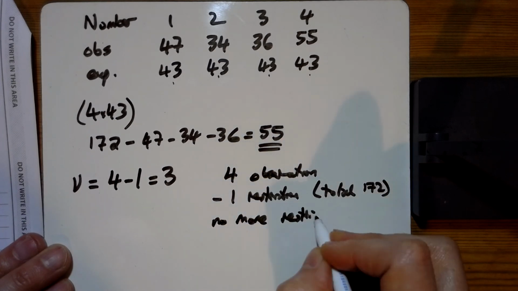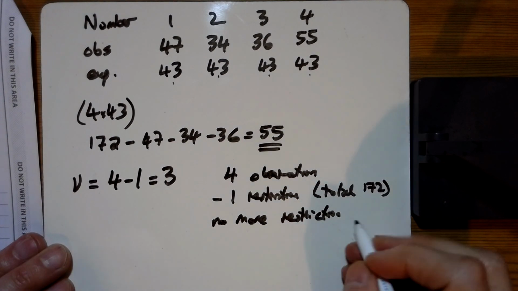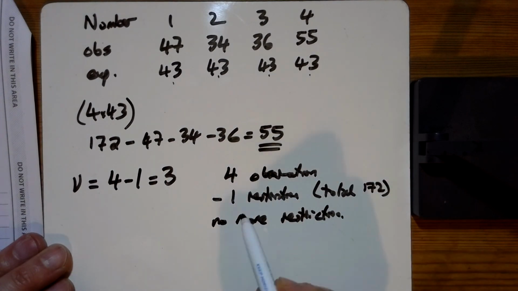So there was that horrible paper that said we don't take away 1 because we didn't estimate anything. So I think that must be enough. 4 observations take away the 1 restriction, or the 1 constraint, as we got there.